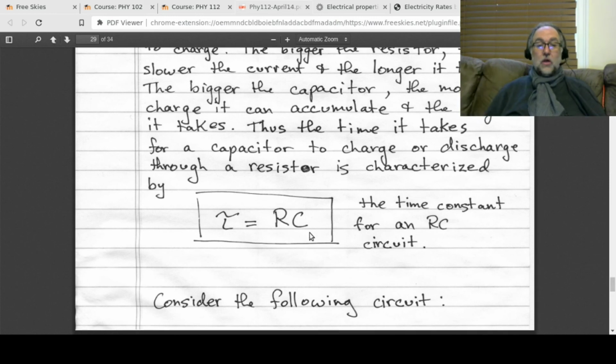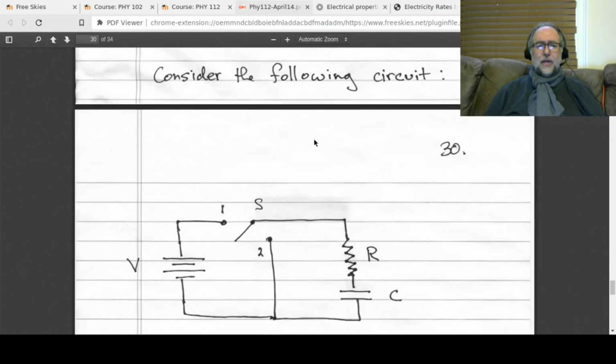But if you take ohms, which are the units of resistance in MKS, and you take farads, which are the units of capacitance in MKS, you take an ohm, multiply it by a farad, it's equal to 1 second. Which is kind of interesting. All right, so what does this RC circuit look like?